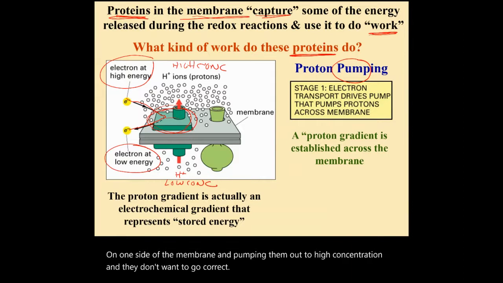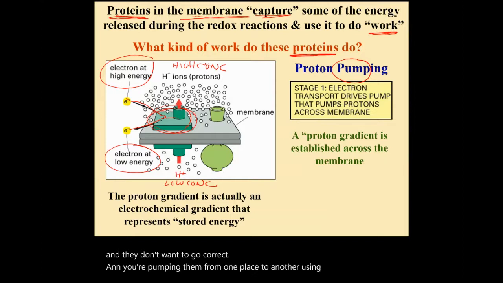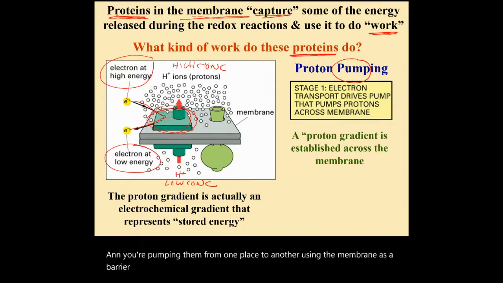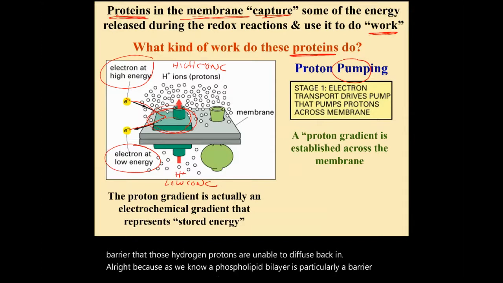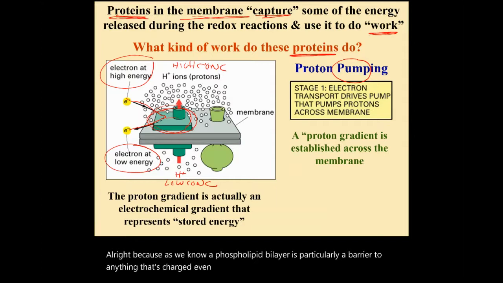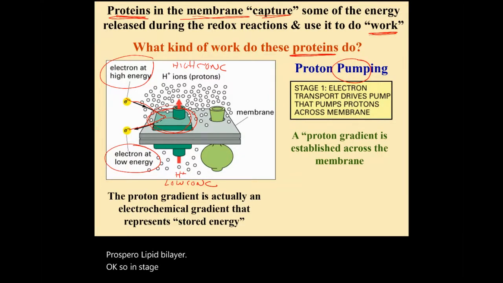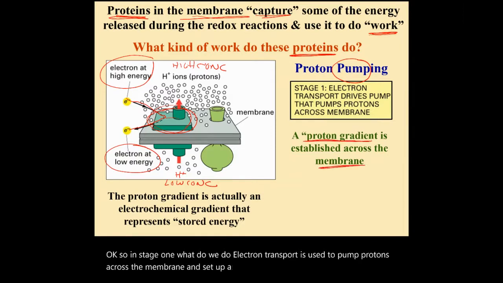All right? And you're pumping them from one place to another using the membrane as a barrier, so that those hydrogen protons are unable to diffuse back in, right? Because as we know, a phospholipid bilayer is particularly a barrier to anything that's charged. Even tiny hydrogen protons cannot diffuse across the phospholipid bilayer. Okay? So in stage 1, electron transport is used to pump protons across the membrane and set up a proton gradient across that membrane.